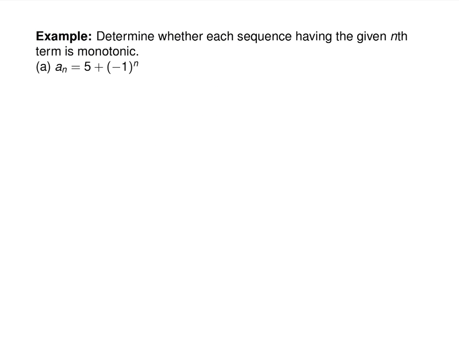So let's look at a couple of examples here. Tell me whether this sequence is monotonic, and I think it's probably smart to first just list the first few terms. So what's A1 in this case? 4, because you do negative 1 to the n, then you add it to 5, right? What's A2? 6, good. What's A3? So this is going to be 4, 6, 4, 6, etc., right?